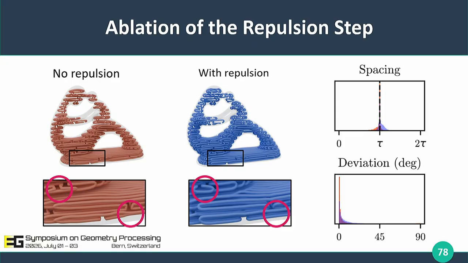We also conducted an ablation study of the necessity of the repulsion as a post-processing, and as shown, while the histogram remained largely unchanged, the spacing near singularity is greatly improved.